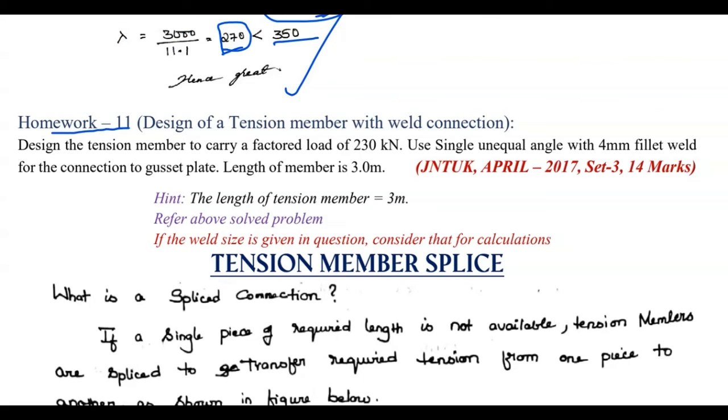This is homework number 11, design of a tension member with weld connection. In the previous video, we have actually designed a tension member with weld connection. So take that solved example as a reference and solve this problem. The length of the member is 3000 mm or 3 meter. The factored load is 230 kilonewton, and you have to use a single unequal angle section, and you have to use a 4 mm fillet weld, 4 mm size of the weld.